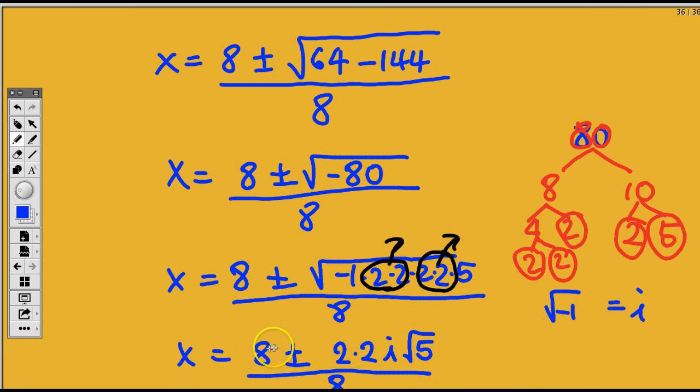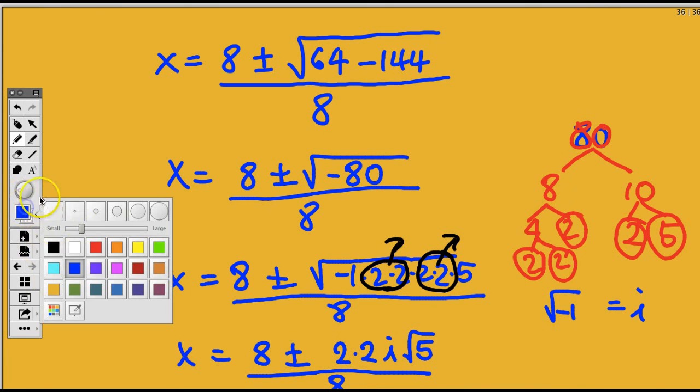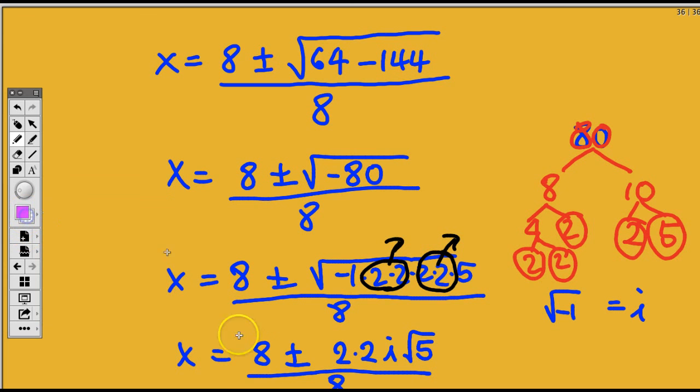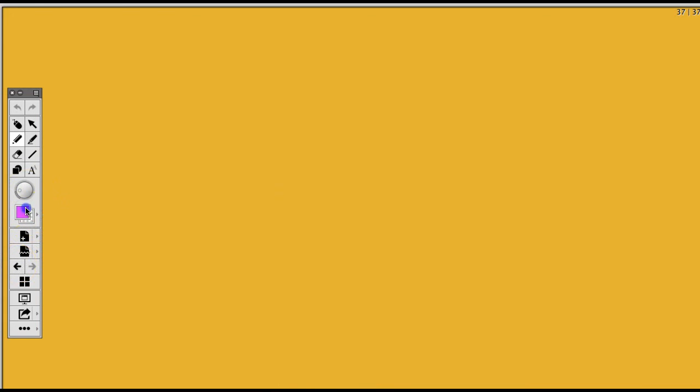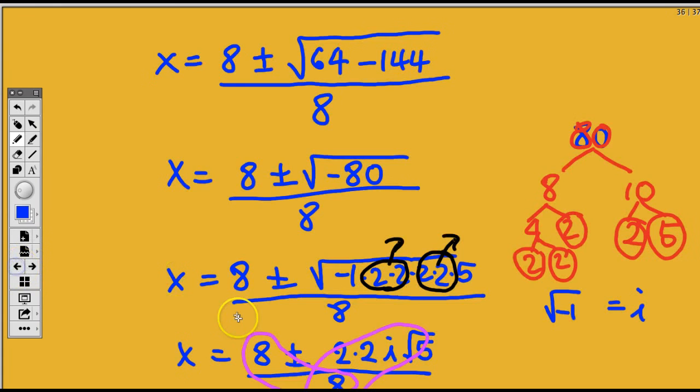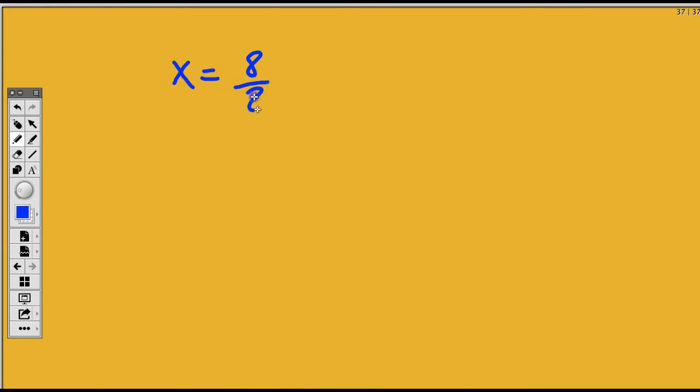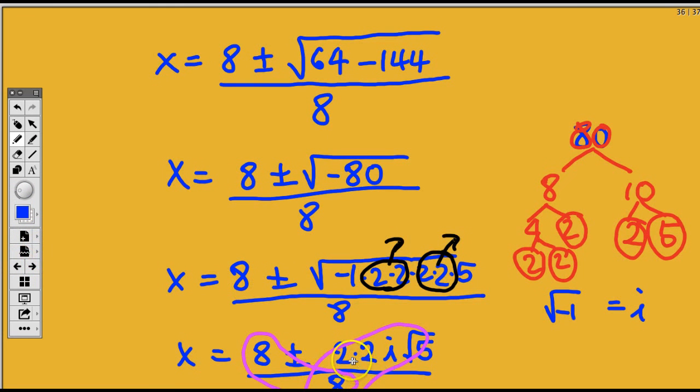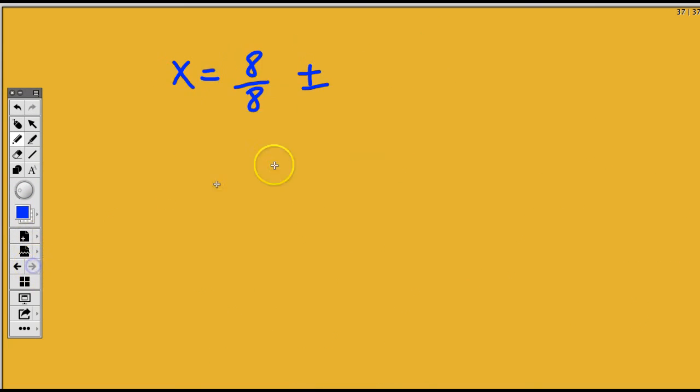And what we've got to do now is the heart. Remember that? Okay, let me change colors. Pink. And then you do this side of my heart, and then you do that side of my heart, right? Okay, so let's go. x equals. Now if you go back, this side of my heart is what? 8 over 8. So I'm just going to write it out. Plus or minus, and then what is that side of my heart? 2 times 2 is 4, so it's 4i square root of 5 over 8.